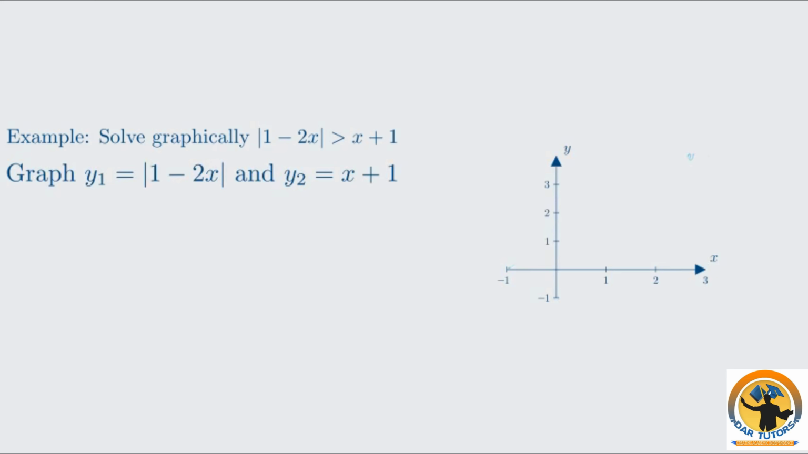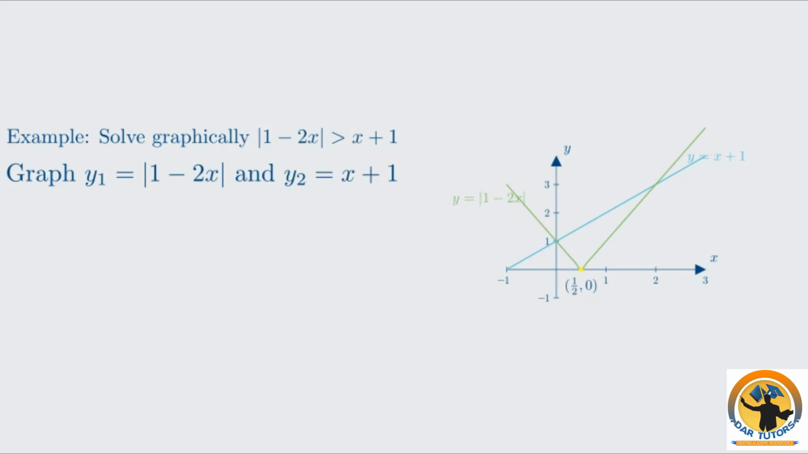Let's start with the line y equals x plus 1. It has a y-intercept of 1 and a slope of 1. Now for the modulus function. The expression inside is 1 minus 2x. This is 0 when x equals 1/2, so the vertex of the V-shape is at x equals 1/2. When x is greater than 1/2, 1 minus 2x is negative, so the function is negative 1 minus 2x, which equals 2x minus 1. When x is less than 1/2, 1 minus 2x is positive, so the function is 1 minus 2x.